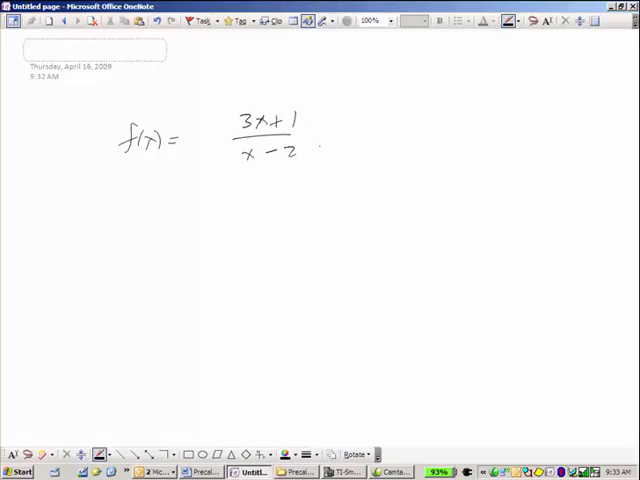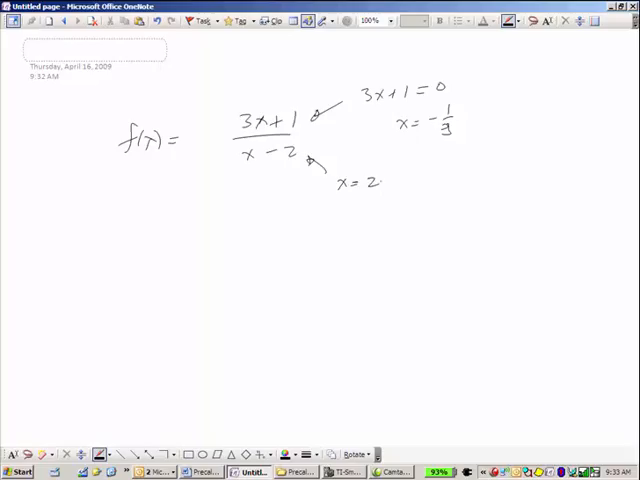The 2 other things that we said we would be concerned about is when is the numerator equal to 0 and when is the denominator equal to 0. The numerator equal to 0, Danny said, that wouldn't be a problem. That just tells you where the zeros of the function are. So when is 3x plus 1 equal to 0? Negative 1/3.